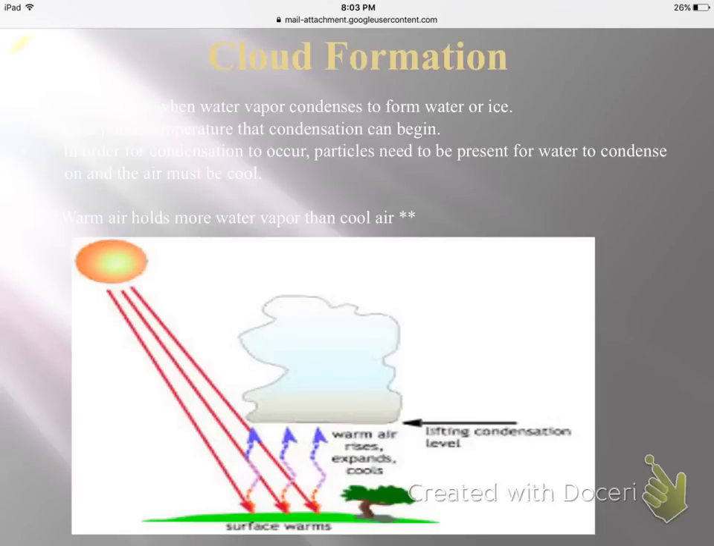No air is pure. We have liquid particles, solid particles, all kinds of particles in our air. So what happens is the water vapor looks for particles to condense on, and then it starts to form clouds, and the air has to be cool as well. If it's not cool, then that's going to stay a gas and it's not going to start to condense and form a cloud. And also from our last section of the notes, you guys should remember that warm air holds more water vapor than cold air does.